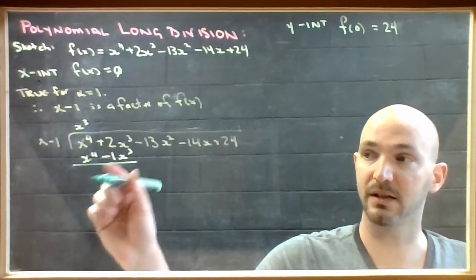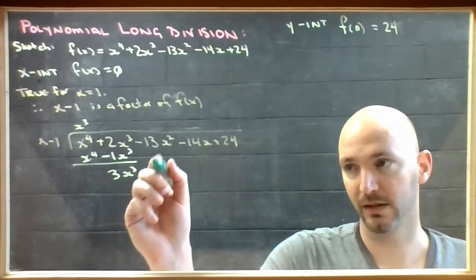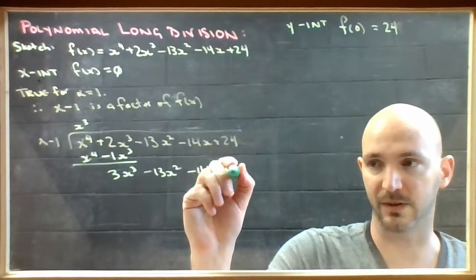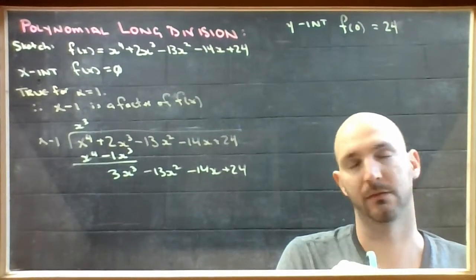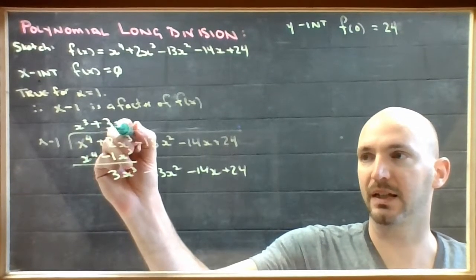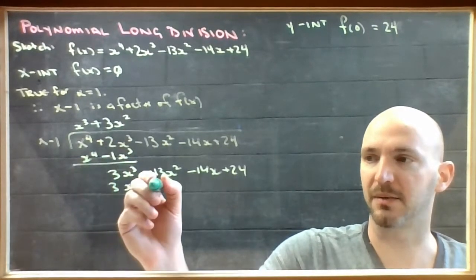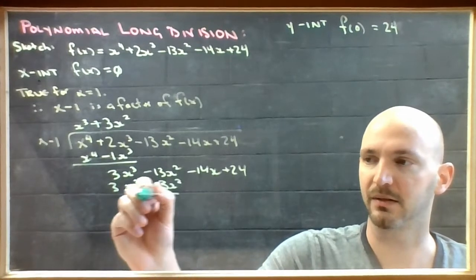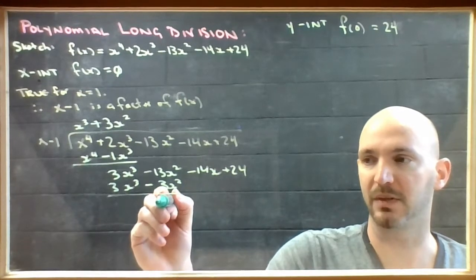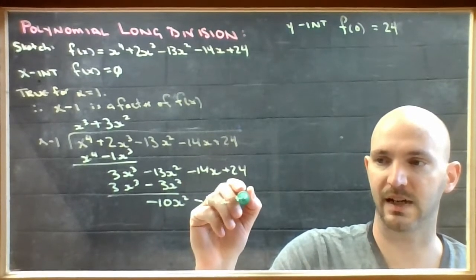This minus this is gone. 2 minus negative 1 would be 3x cubed. This I haven't dealt with. Rinse and repeat. What times x gives me 3x cubed? Well, that would have to be a 3x squared. 3x squared times x is 3x cubed. 3x squared times minus 1 is minus 3x squared. These are gone. Minus 13 minus negative 3 would be negative 10x squared. And then this I haven't dealt with, and this I haven't dealt with.